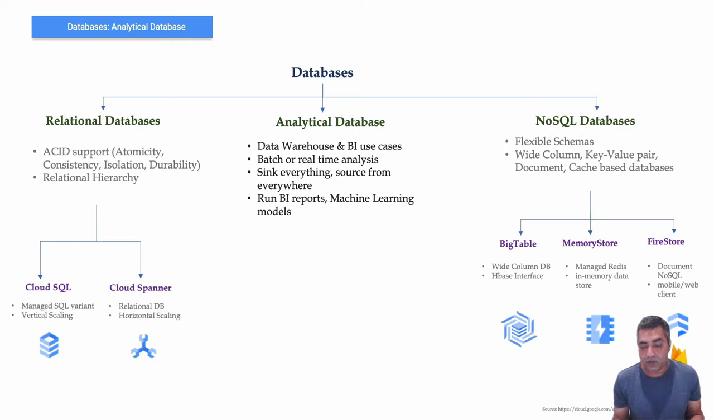You want to create a store where you can sync everything, sourced from everywhere. So it's got nothing to do with a specific structure of data, nothing to do with, again, a specific way to define that data, but any data in any format, you should be able to sync it in and make it available for others to use. You need a place where you can run BI reports, machine learning models. So typically in the on-prem world, we used to have a lot of solutions for data warehousing.